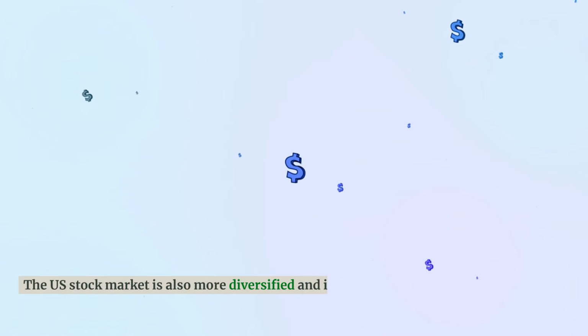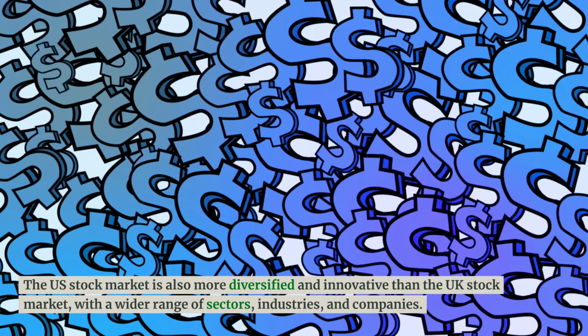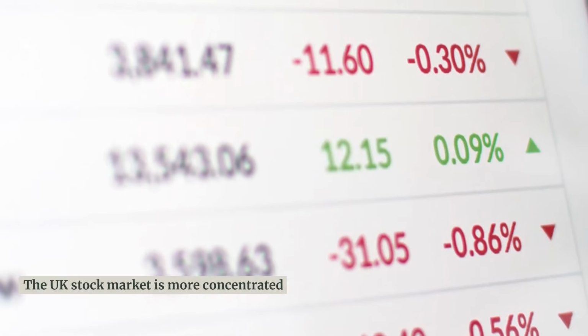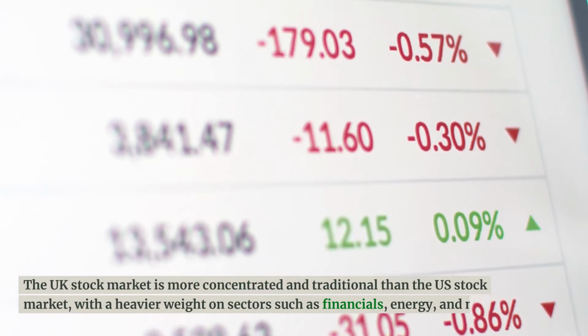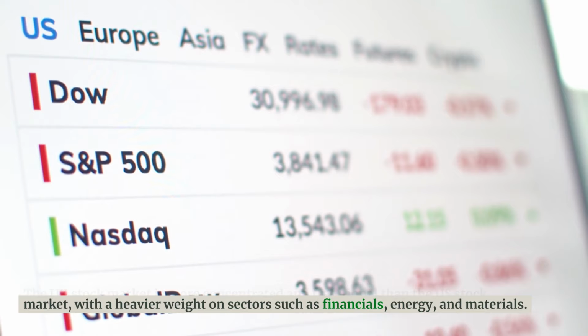The US stock market is also more diversified and innovative than the UK stock market, with a wider range of sectors, industries, and companies. The UK stock market is more concentrated and traditional than the US stock market, with a heavier weight on sectors such as financials, energy, and materials.